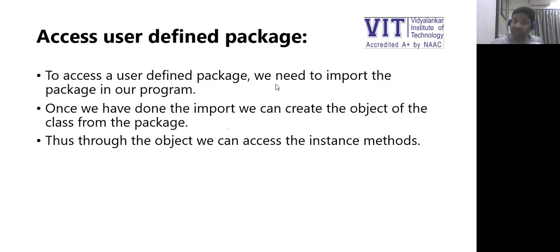To access a user-defined package, suppose I created my pack and I want to access a class inside it, like my class, I have to import it in my program. Once we have done the import, we can create an object of the class. For example, I say import java.util. So now I have imported all the classes and interfaces of the util package, but I intend to use only Vector, and now I can create a Vector. So if I import java.util, then I can create an object of Vector, v equal to new Vector, and I can make use of all the methods of the Vector class. Thus through the object we can access the instance methods.